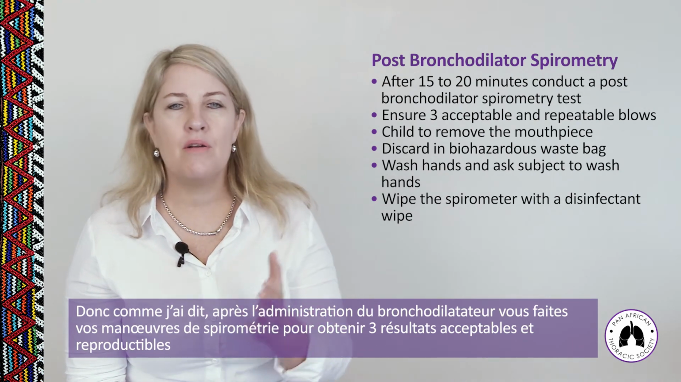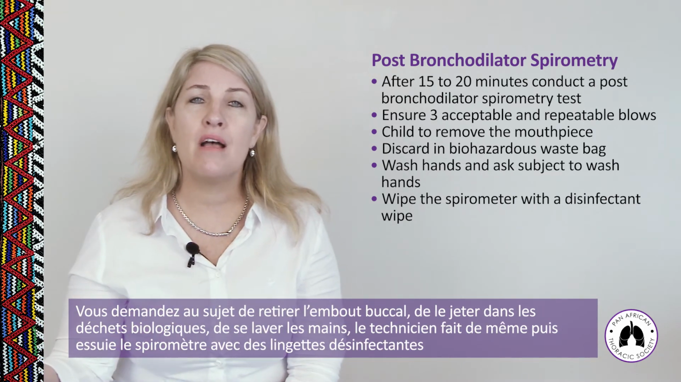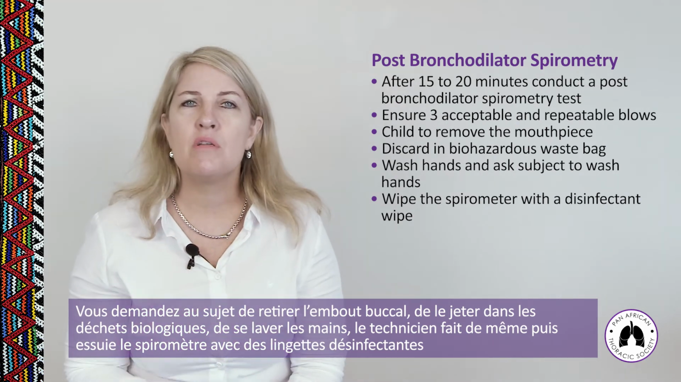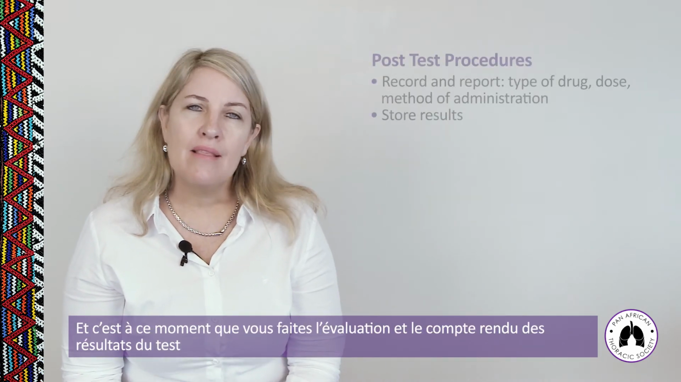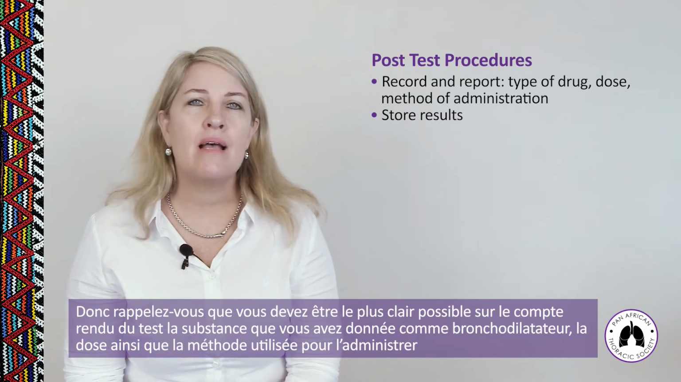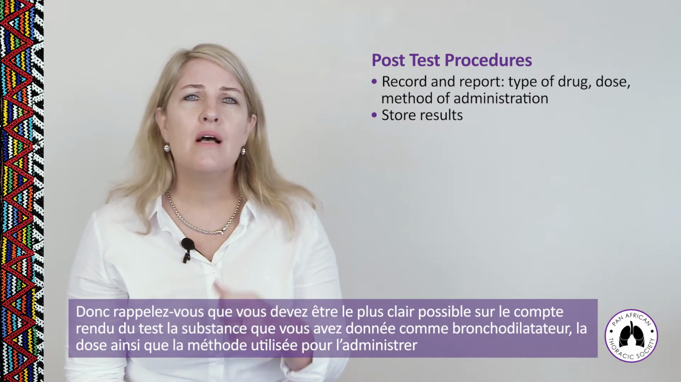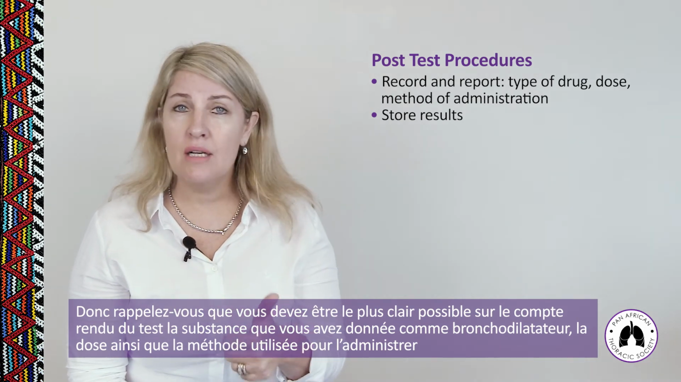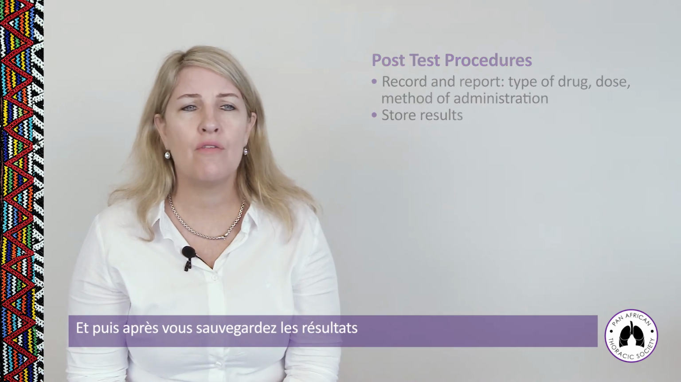next 3 acceptable and repeatable blows. You ask the patient to then remove their mouthpiece, put it into the biohazardous waste, wash hands, and the operator washes their hands, and then wipes the spirometer down with a disinfectant wipe, and you've completed the tests. At this point, you then need to get to evaluating and recording your test results. So remember that you need to make it very clear on the test report itself what type of drug you gave for bronchodilating, what kind of drug, the dosage, and the method of administration. And then you can store the results afterwards.